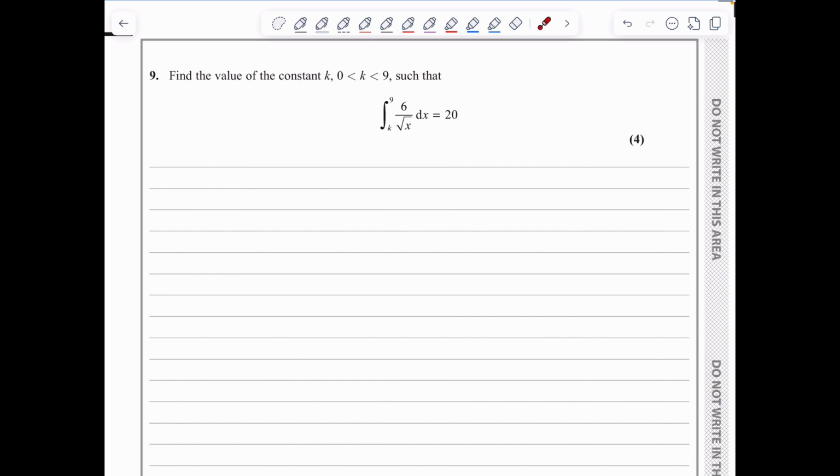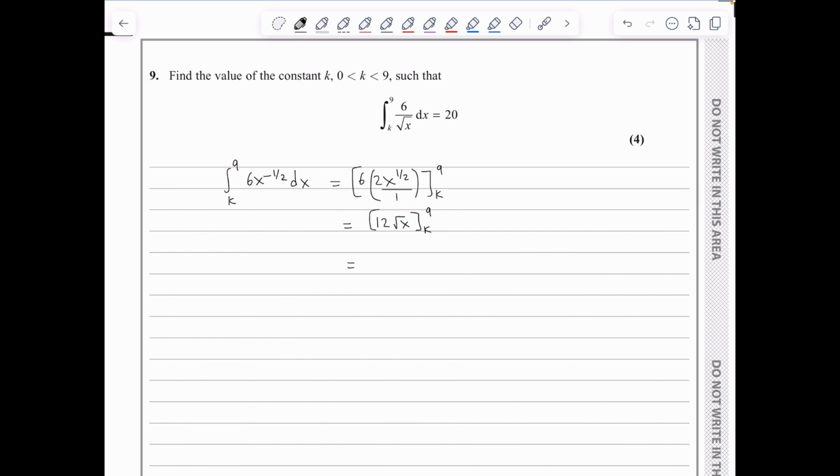In question 9, we are asked to find the value of the constant k lying between 0 and 9 such that this integral gives a result of 20. So we're looking at the integral from k up to 9 of 6x to the minus a half dx. Well, we know that in integration we increase the power by 1 and we divide by the new power. So it's going to be 6 times x to the a half over a half, and then the limits are k and 9. So we're looking at 12 root x from k up to 9.